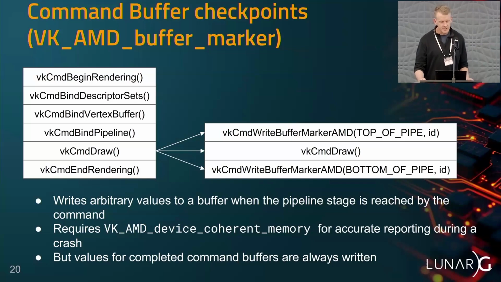That's useful because it's really simple. You wouldn't have to do the timeline semaphore trick. We'll talk about why that happens with the other extension. But these writes are affected by caches within the GPU. So AMD made this other extension called device coherent memory that bypasses the caches for writes. That way you get much closer to where the actual execution was when you crash. So this is one set of trade-offs.